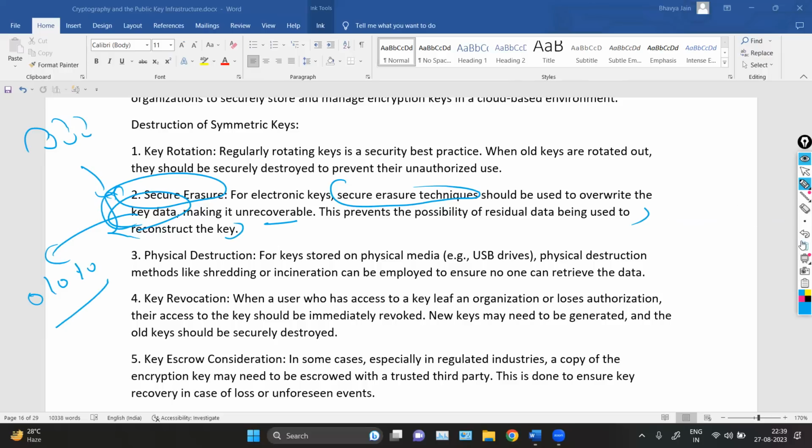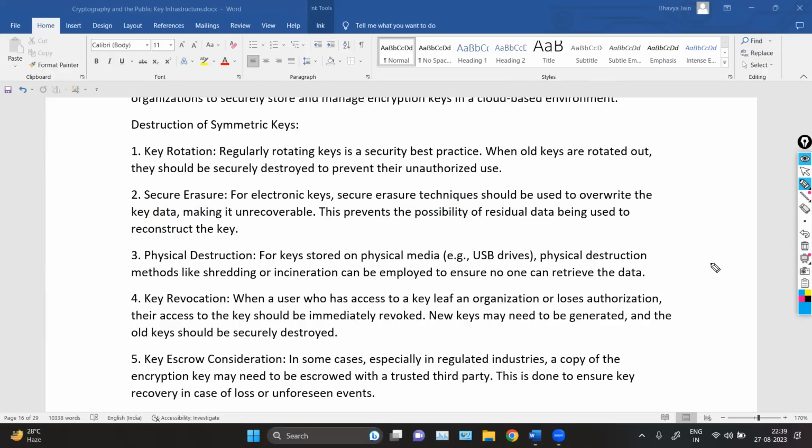Okay. Then we have physical destruction. So for keys stored on physical media like USB drives or hard disks or anything, it is important to burn your drives or just completely destroy your physical device. Because let's say you have your hard disk and you just break the hard disk and throw it. At that time your hard disk can also be recoverable. We can recover the data from the hard disk, from the SSDs, even if the device is broken. Okay, so that is why for proper destruction you have to completely destroy the physical device.